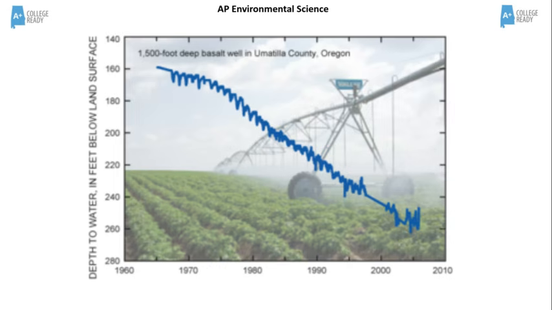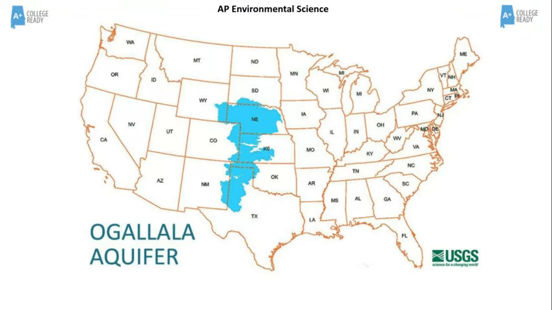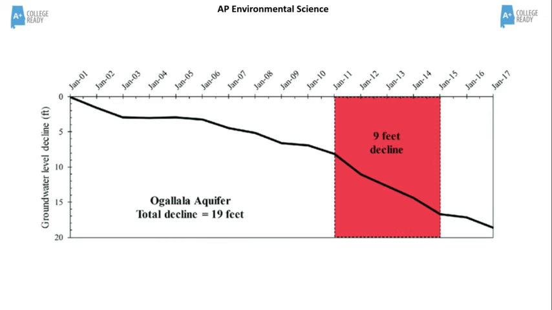This graph shows how the depth to water below the ground surface has changed from 1960 to 2010. The depth of the well has increased because less groundwater is available. The Ogallala Aquifer is one of the largest sources of fresh groundwater in the United States. This graph shows that the depth of water in the Ogallala Aquifer has declined 19 feet from January 2001 until January 2017.